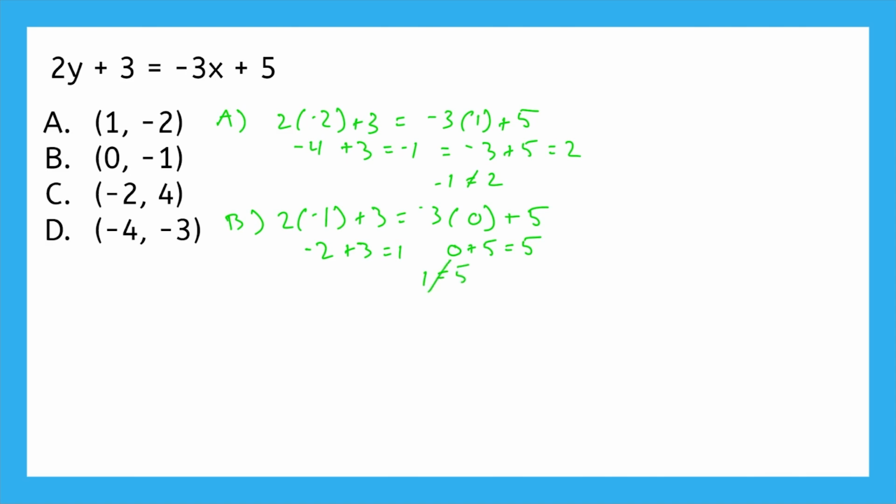Next, choice C is the ordered pair -2, 4. So we plug those in and simplify. 2 times 4 is 8, plus 3 is 11. And -3 times -2 is positive 6, plus 5 is also 11. 11 is indeed equal to 11, so this solution must be the correct one. It's always a good idea to check every choice just in case, but I'll leave it up to you to check choice D as practice.